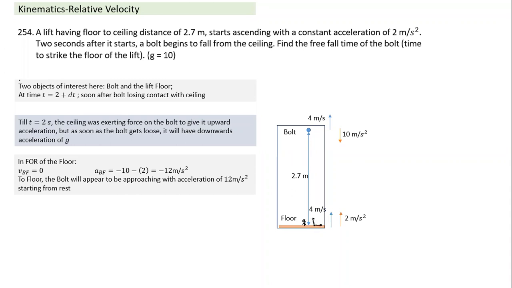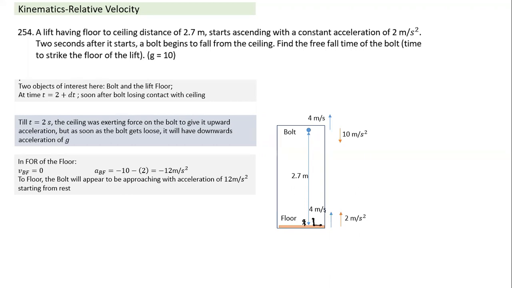So we identified this as the frame of reference. When we take this frame of reference, the ground velocity and acceleration we need to convert into relative velocity and relative acceleration. Relative velocity will be 0, since both are equal. Relative acceleration, being in the opposite directions, will add up.